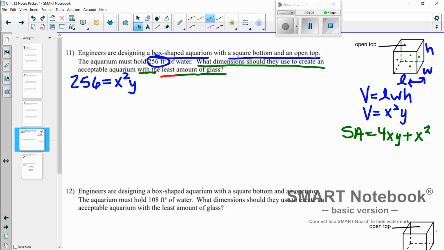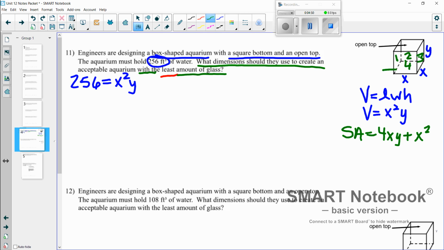Now, I do want to take some time to adjust this picture. We said the length and the width are the same, so we represented them as the same variable as well. So here's my x, and then here's my y for the height. Okay, and I hope the surface area now makes sense, right? We have 4 faces that are x times y, and then this front face.